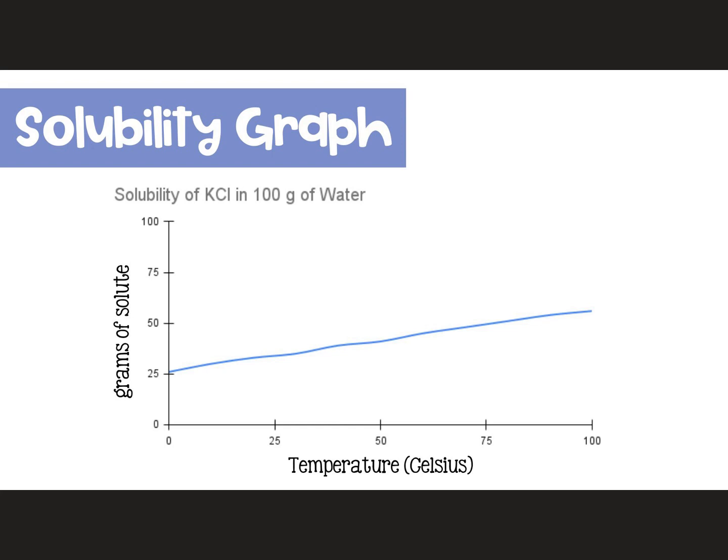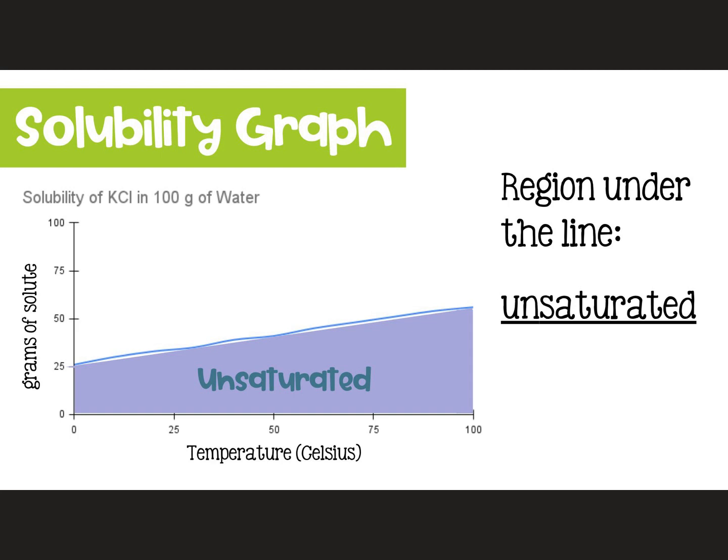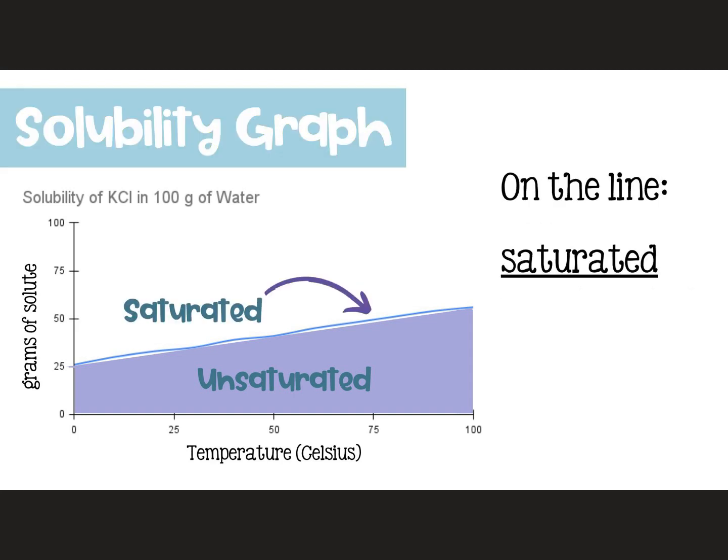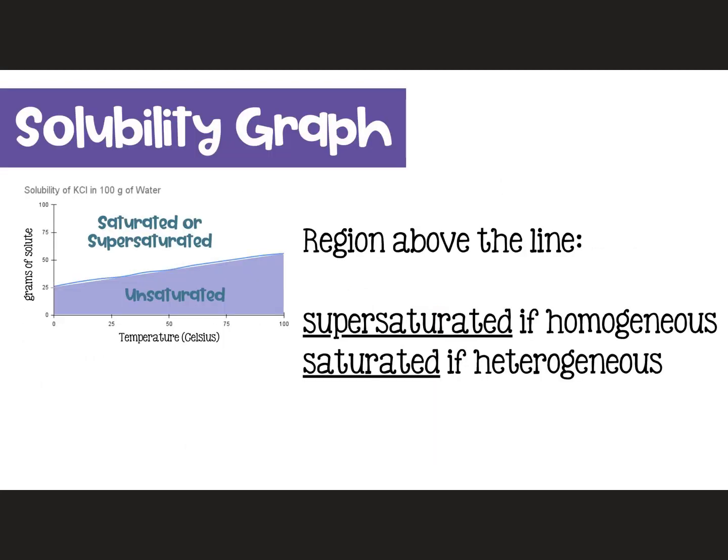Remember, everything on this line is a saturated solution. If you are below the line, it is an unsaturated solution. If you are above the line and the entire mixture looks uniform, you can't pick out any different parts, then this is a supersaturated solution. If there are parts that you can pick out as different, it is only called saturated.